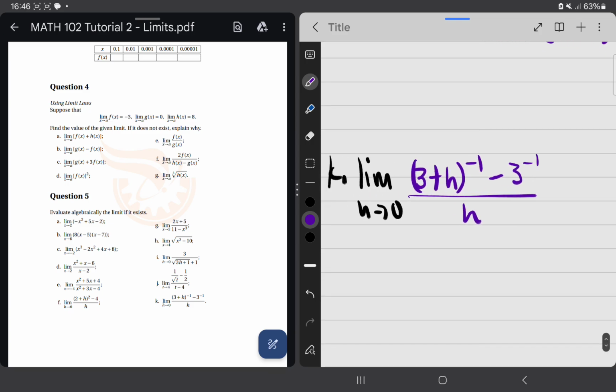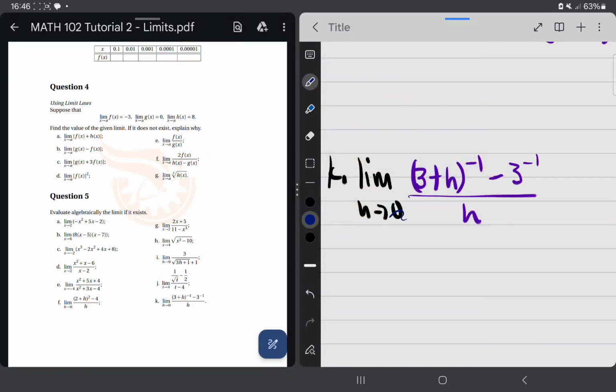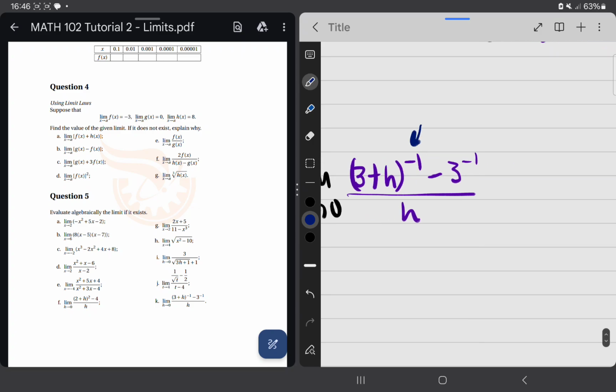So what am I going to do here? First of all, I'm going to try to substitute, and I put 0 here. I can see I can't, so I'm going to have to change something. And I look at this. I'm not going to be confused by this power of minus 1. I know what it means.